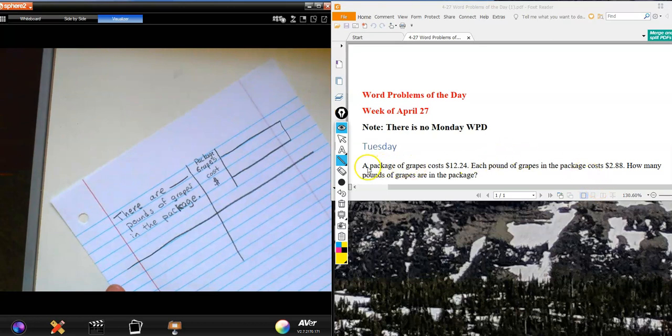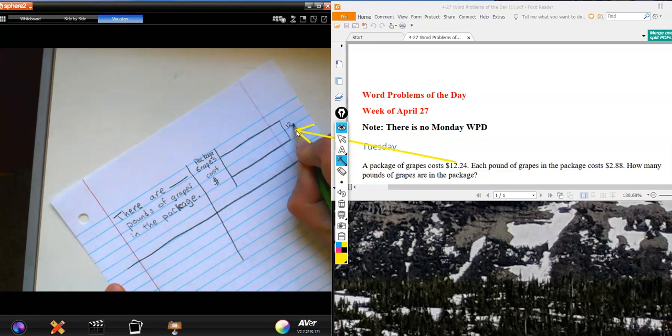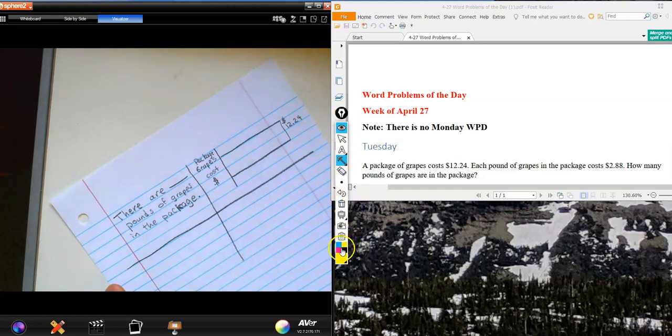I'm going to read my first sentence. A package of grapes costs $12.24. That's all the money in the grapes, not some of it. Oh, that's way too big. So I'm going to go ahead and make another one here. I'm going to take that $12.24 and put it right at the end of my unit bar, right there at the very end. I'll put a dollar sign to remind myself we're talking about money. Then I'm going to switch the color and cross this out. I'm done with it.